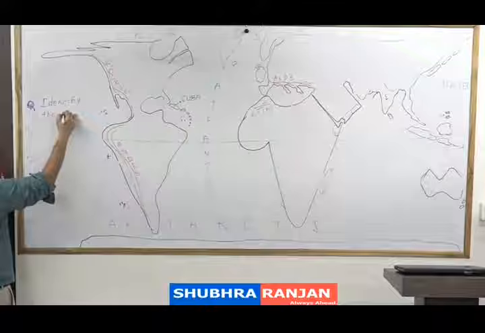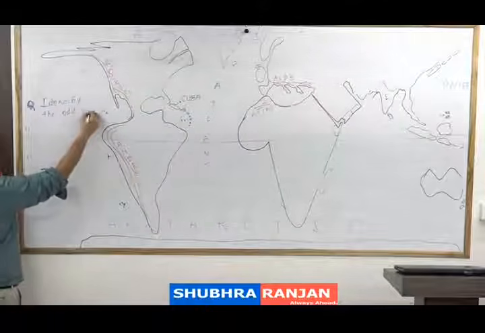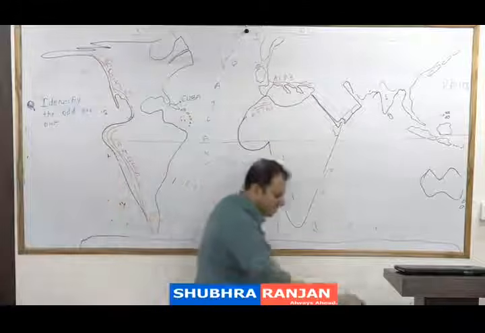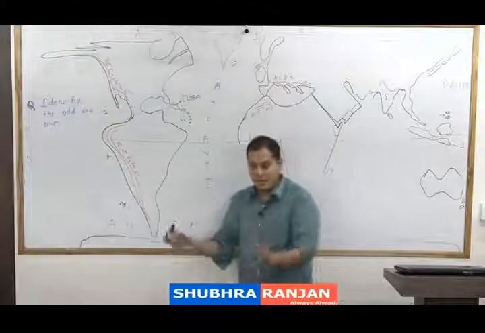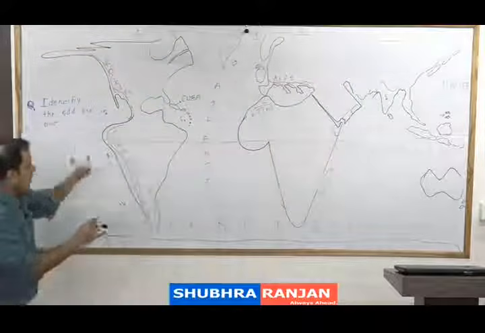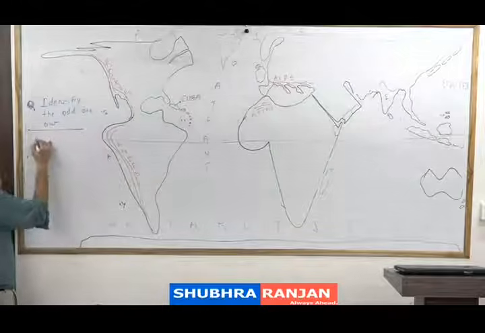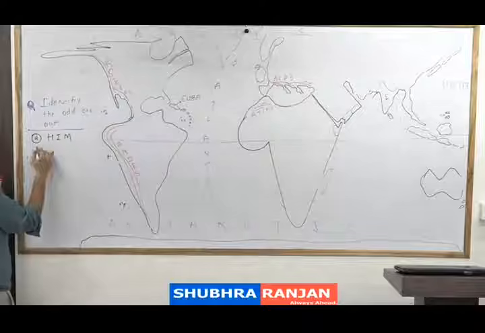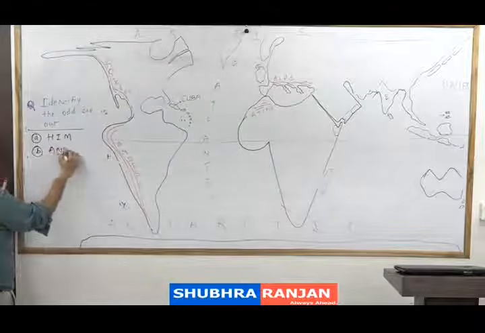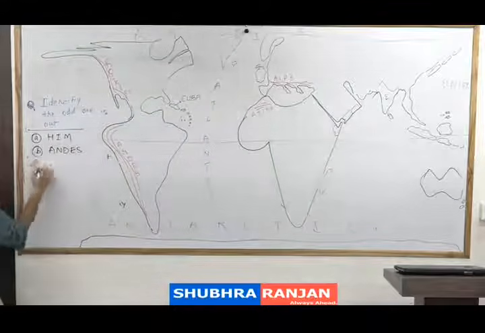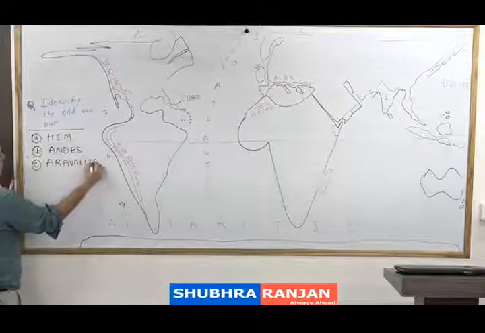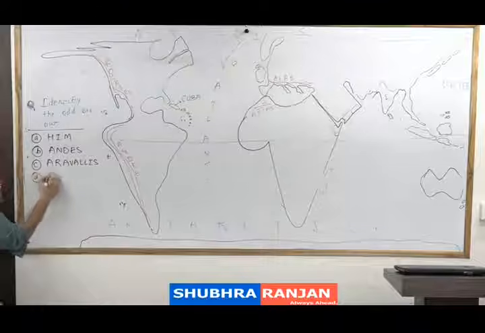Identify the odd one out. Identify the odd one out means identify the mountains which do not belong to the alpine orogeny. That is how the statement will be; I am not writing it out. The options they can give are Himalayas, Andes, third option could be Aravallis, and the fourth option will be Appalachians.